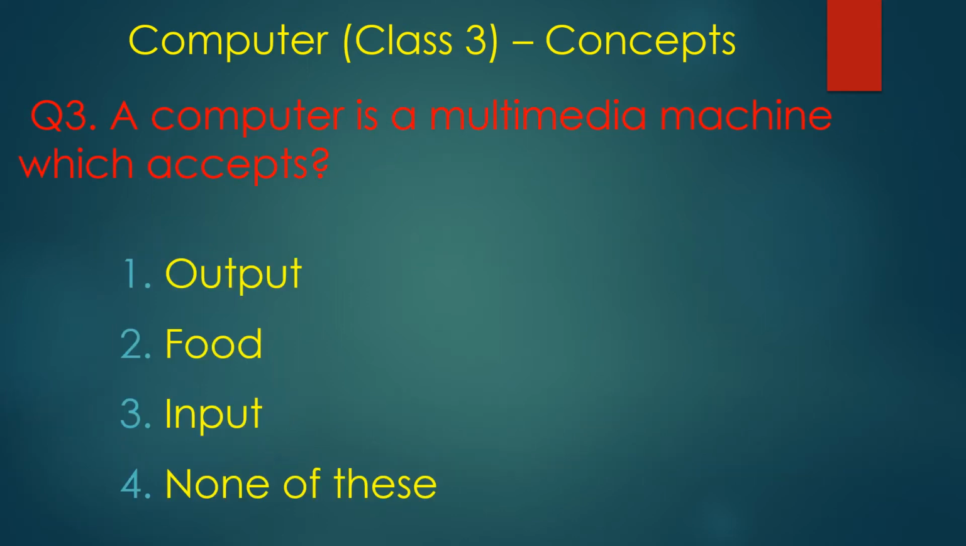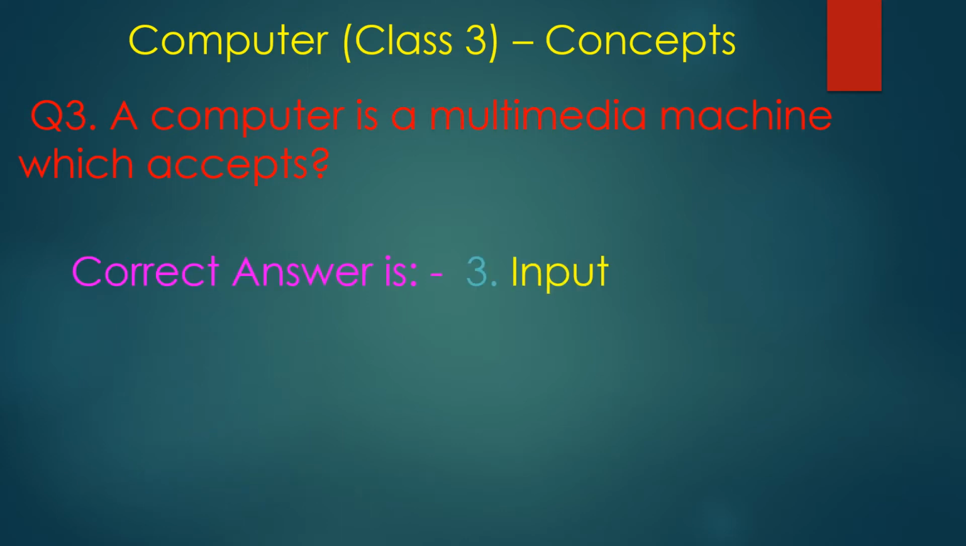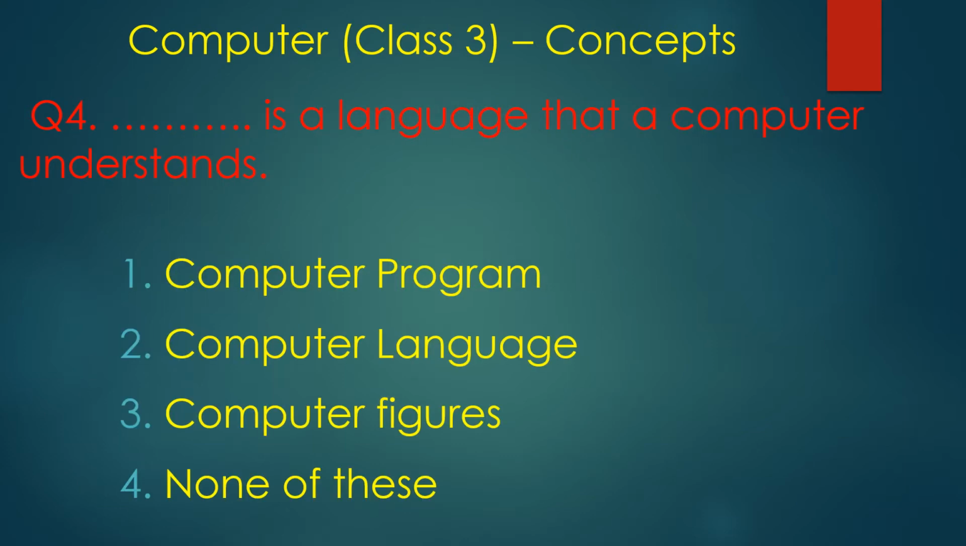A computer is a multimedia machine which accepts output, both, input, none of these. What are your options? A computer is a multimedia machine which accepts input through the mouse, keyboard, etc.